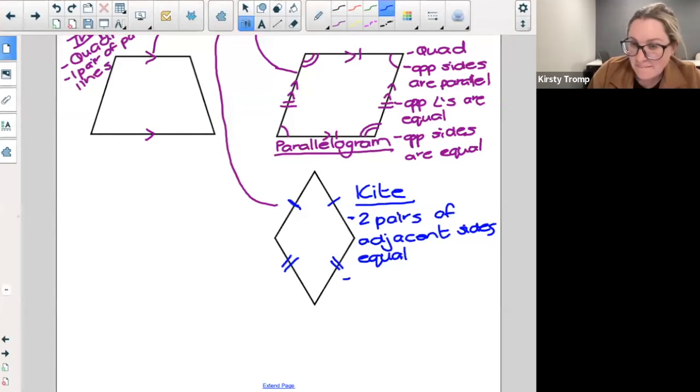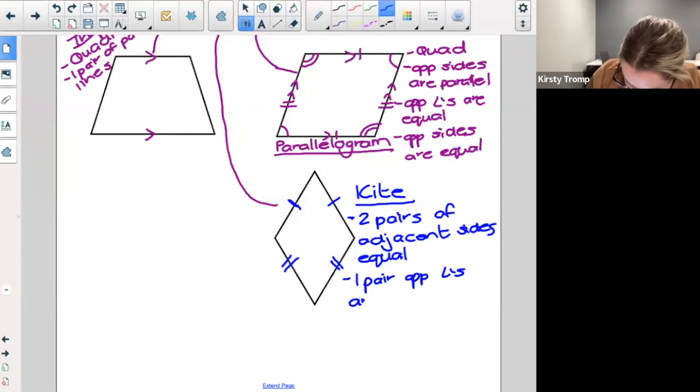One pair of opposite angles are equal. Only one pair of opposite angles are equal. Good. Do you agree that these ones here, this one and that one, are the equal opposite angles? Yes. Happy with that? Okay. Anything else special about a kite that I've drawn on that page?